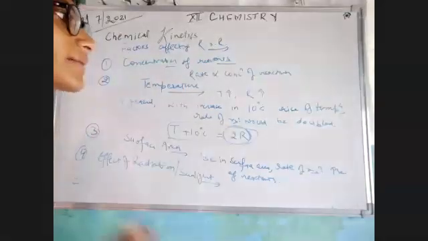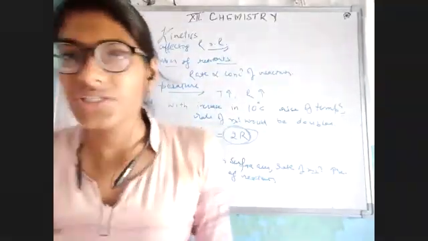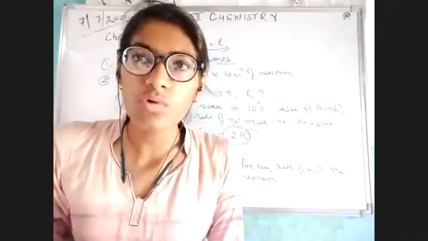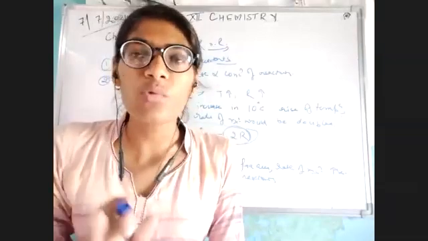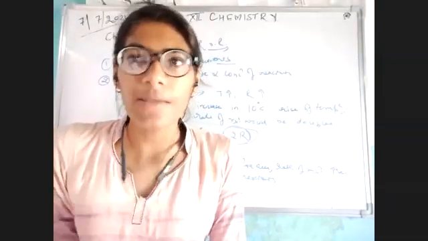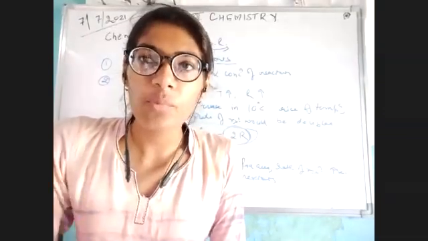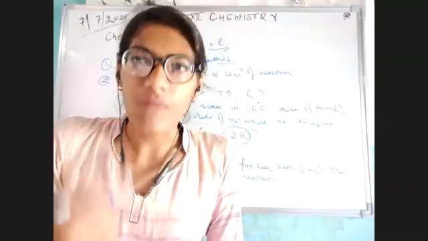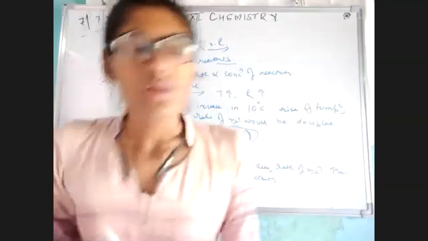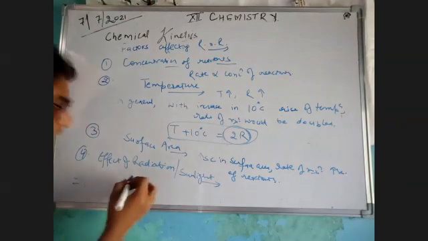So if my reaction is one that can decompose itself only in the presence of sunlight, suppose I'm talking about hydrogen bromide and I'm not providing sunlight to it, what would happen? My rate of reaction would be very slow. But in the same case, if I provide sunlight to it, my rate of reaction would be faster. Am I clear or not? So the effect of radiation says that the more radiation there is, the greater the rate of reaction would be.